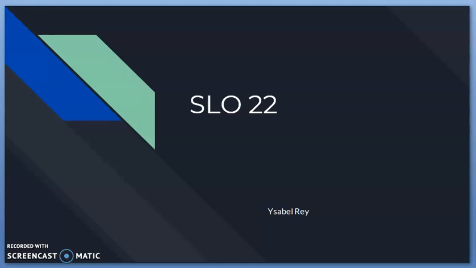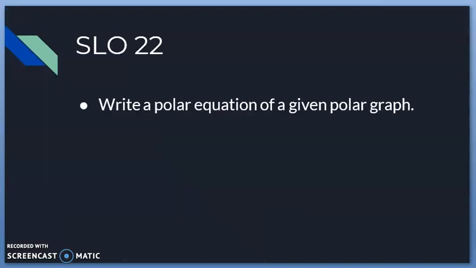Hi, we are back with SLO 22, Part 2. Again, the goal of this video is to write a polar equation of a given polar graph. In this case, we are starting with lemniscates because the previous video focused on circles and limacons. So let's get right in.